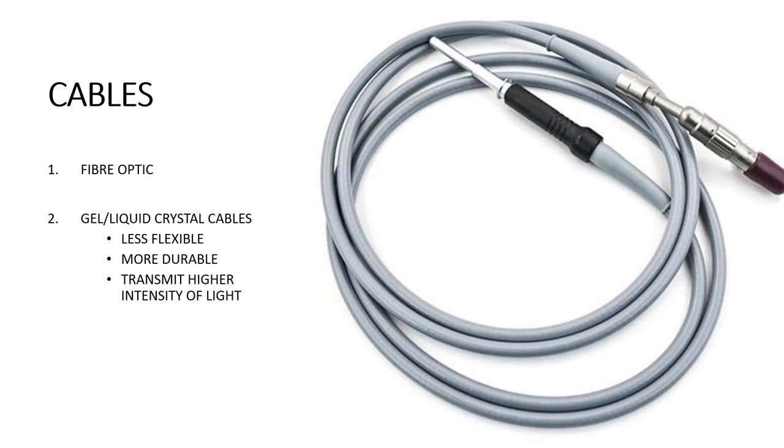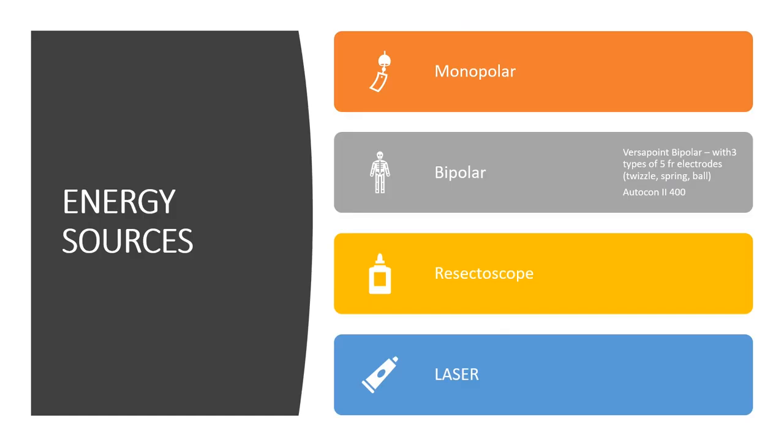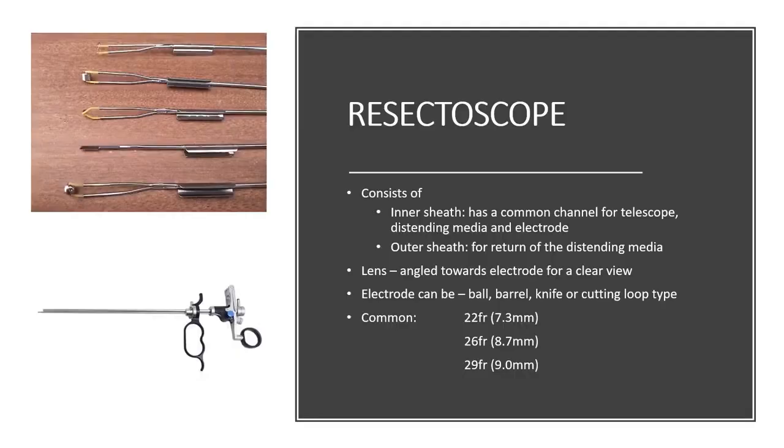You've seen the inside. When we talk of energy sources in relation to hysteroscopy, we have the monopolar as an energy source. We have bipolar as an energy source. We have resectoscope, which again can be either monopolar or bipolar. And we have the laser that can be used. So we go into resectoscope.